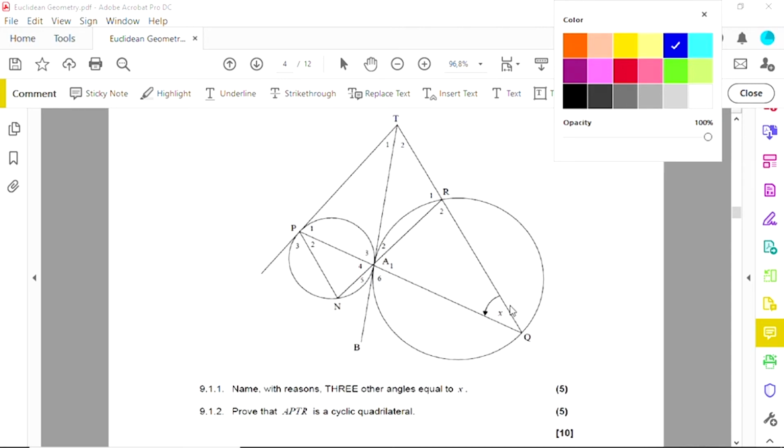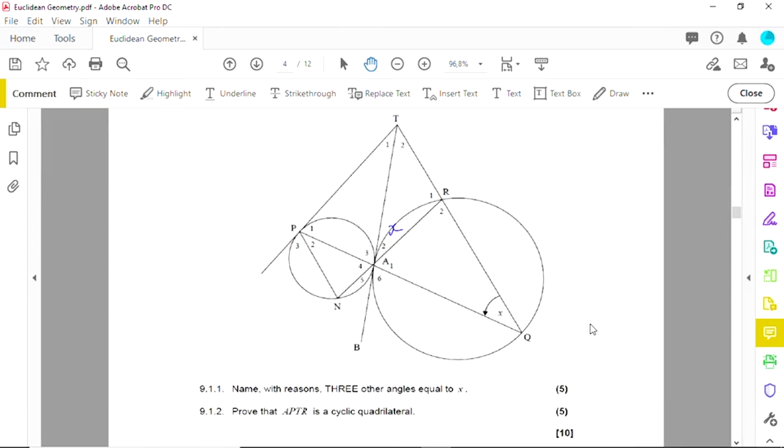Now, if this is X and TB is a tangent, since TB is a tangent to circle ARQ, then T2 must be equal to X. This is because of the tan quad theorem. By the tan quad theorem, A2 must be equal to X.